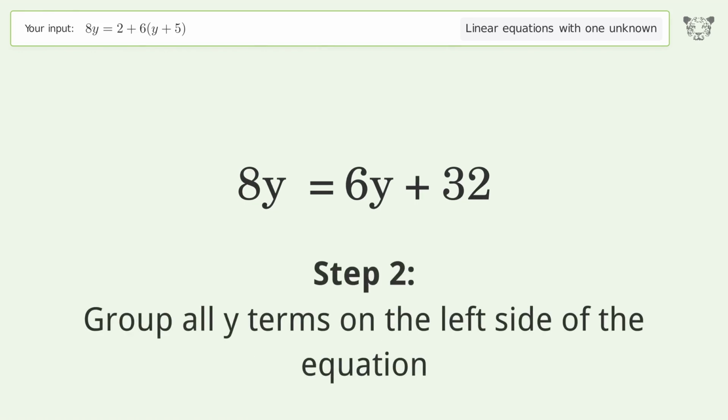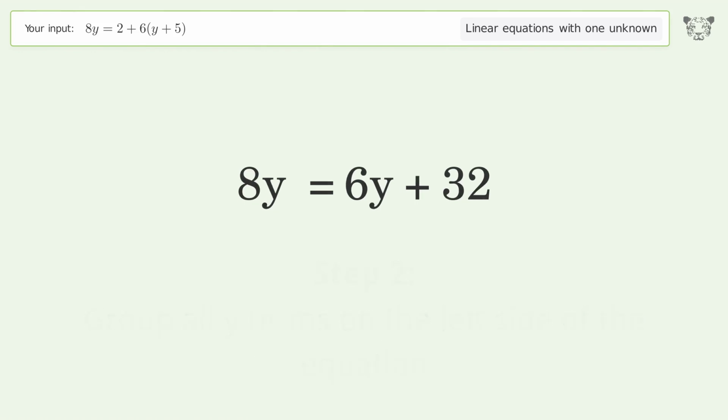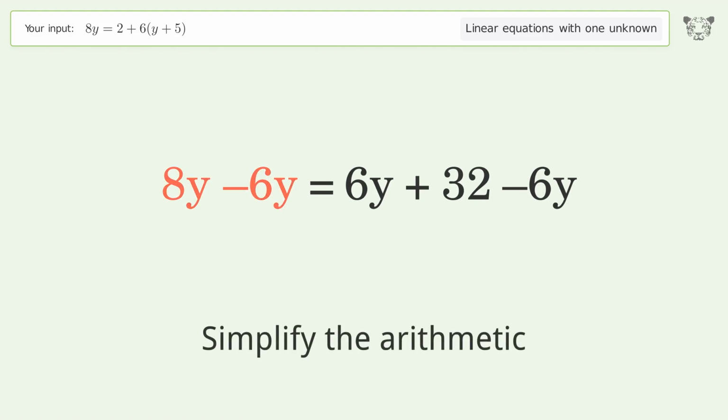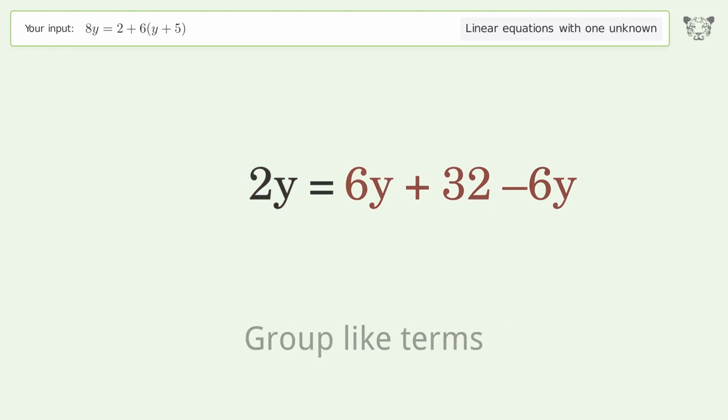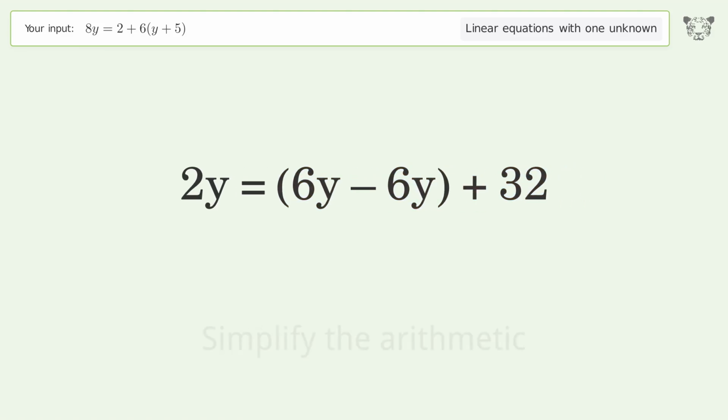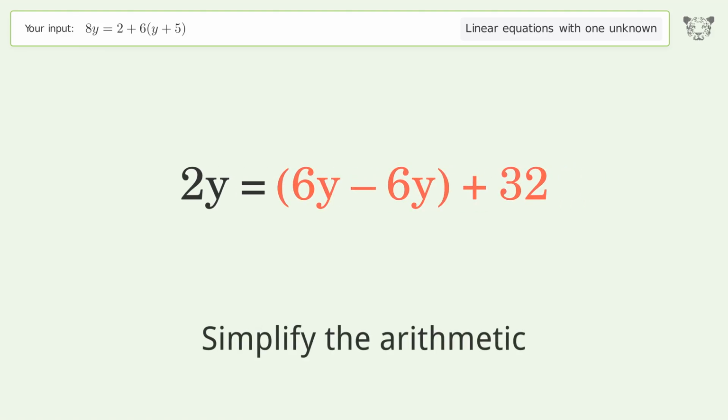Group all y terms on the left side of the equation. Subtract 6y from both sides. Simplify the arithmetic. Group like terms. Simplify the arithmetic.